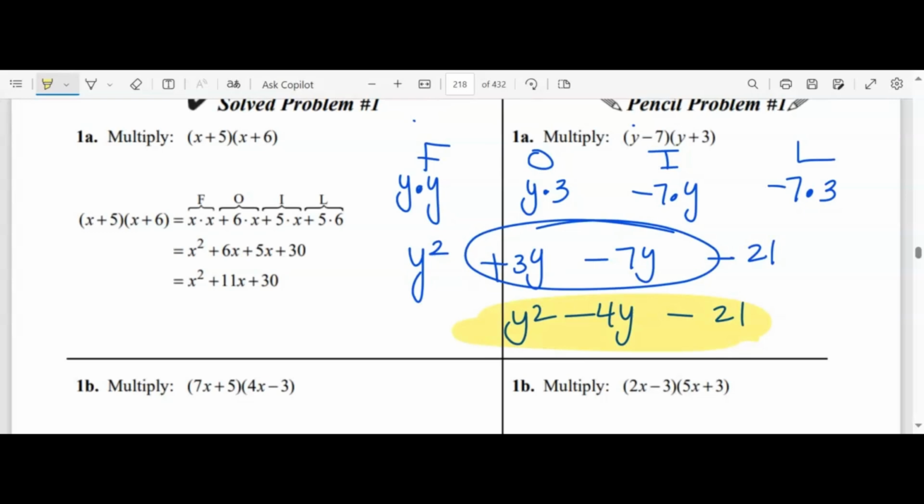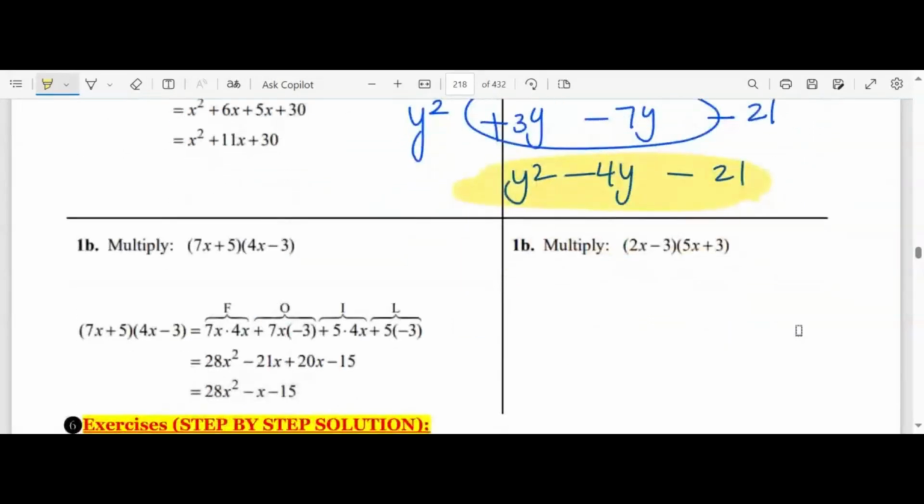Ten x over two. More to the power. So it becomes... yes, it is clear. Next one, we do the same thing. FOIL. Yes, FOIL.